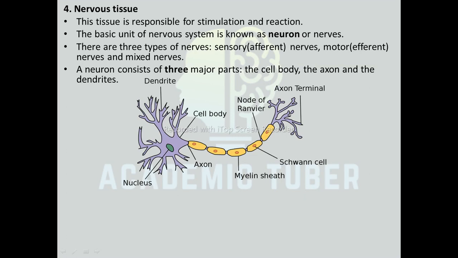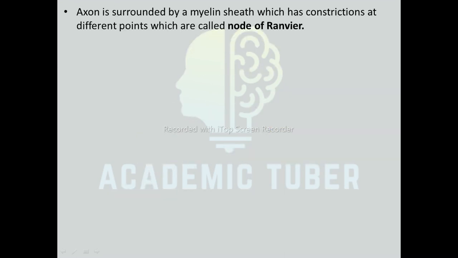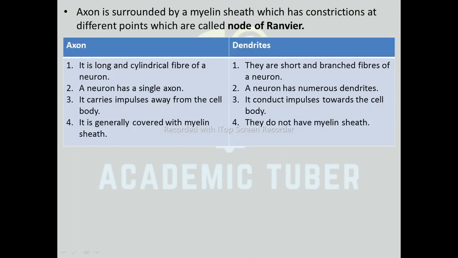A neuron consists of three major parts: the cell body, the axon, and the dendrites. The cell body is round in shape and is the center of receiving and sending nerve impulses. The axon is the long fiber that carries impulses away from the cell body. Dendrites are the short branches that carry impulses towards the cell body. The axon is surrounded by a myelin sheath which has constrictions at different points, called nodes of Ranvier.